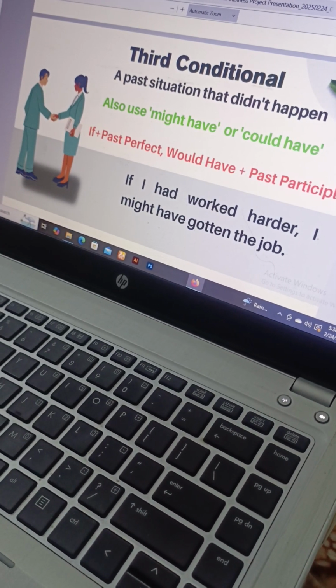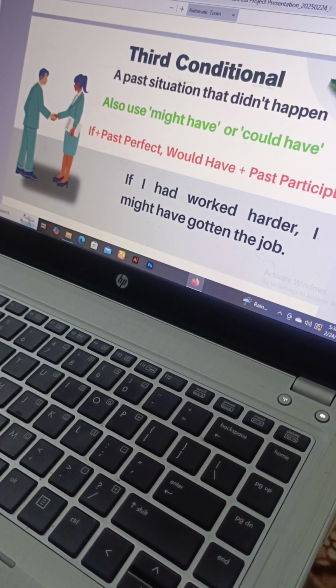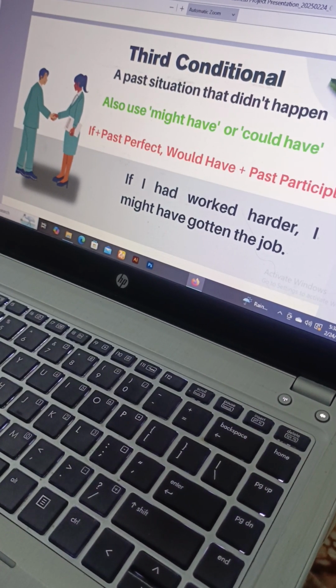So you can see the same rules. If, past perfect, the had, and then in the main clause we have would have, might have, could have. It's up to you. What's the intensity? And then obviously the third form of verb, which is gotten, right?